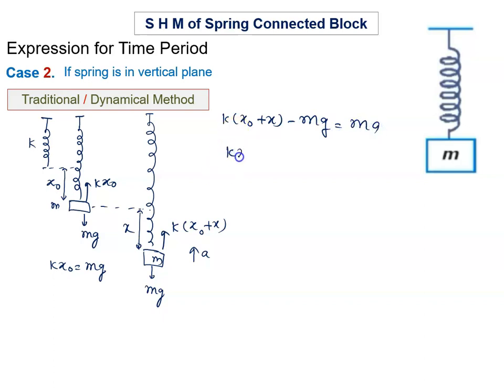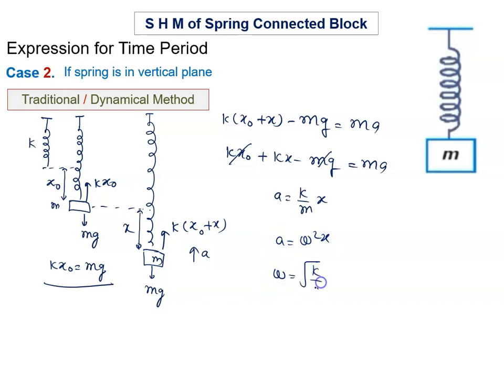We open the bracket: kx naught plus kx minus mg equals ma. Kx naught equals mg. It means kx equals ma, or you can say a equals k by m into x. We compare with the standard equation and get a equals omega square x. Omega is given by root k by m. Time period is given by 2 pi by omega. So finally we again get the same relation, 2 pi root m by k. So the answer is clear to all of you, 2 pi root m by k.